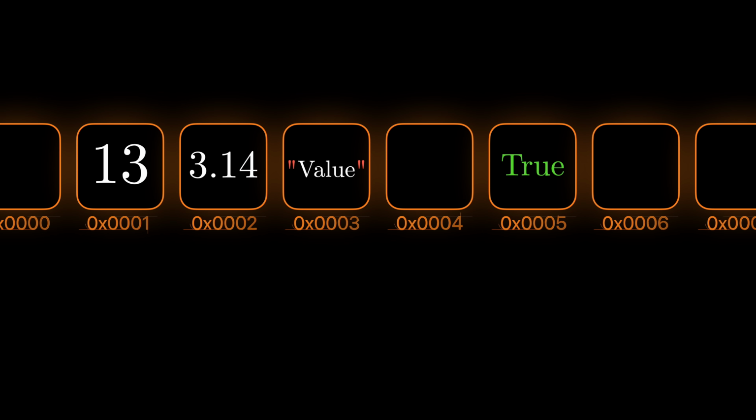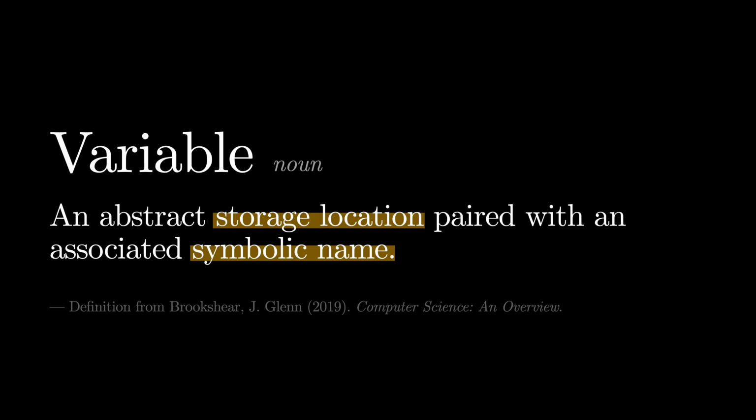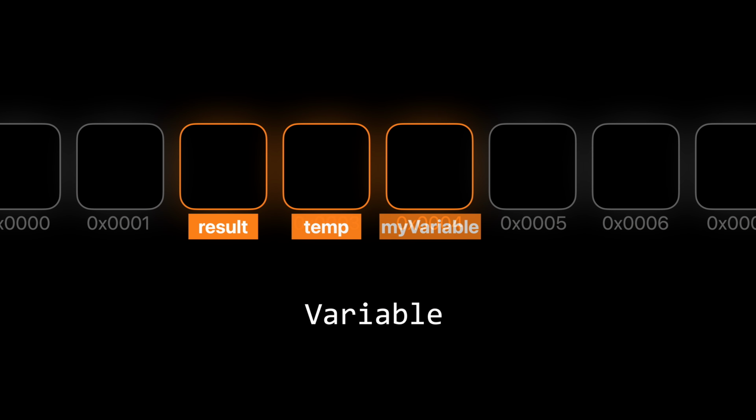Memory is like labeled boxes, each with a unique memory address, a number that locates it. Since multiple programs share the computer's memory, we need to allocate specific boxes for our programming, using variables, named references to memory locations. They are like labels, making it easy to store and retrieve data without dealing with complicated addresses.